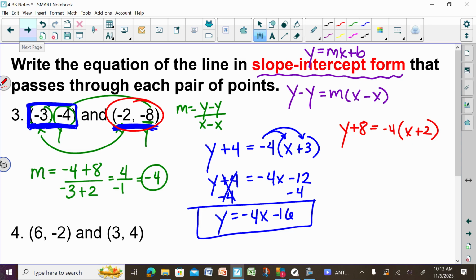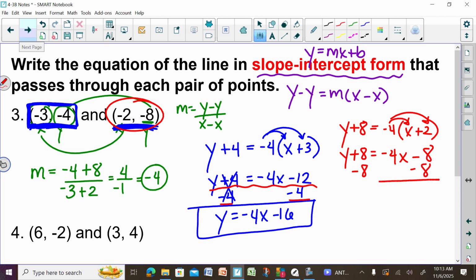Okay, my numbers look completely different. If you look at the dark blue and my red, completely different numbers. I'm going to write down y plus 8, distribute the negative 4, just like before. Negative 4x minus 8, completely different numbers than what I had here, right? And then instead of subtracting 4, I have to subtract 8. But when I subtract 8 from the negative 8 that's already there, I mathematically get negative 16. Whoa, crazy, huh? So that's another way you can check your answers.